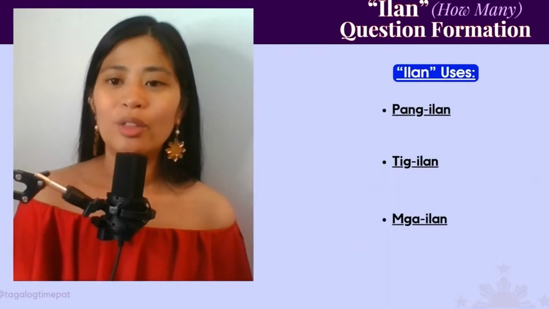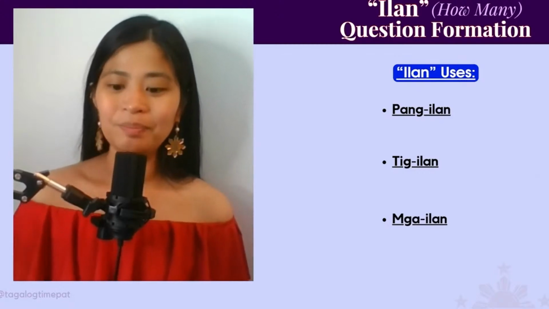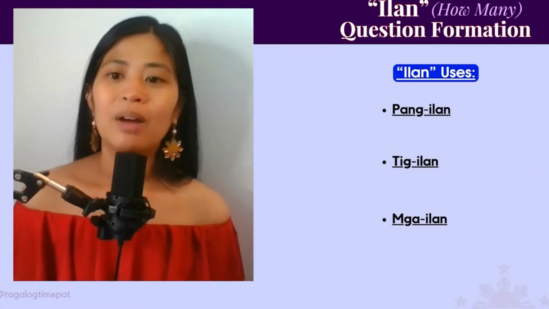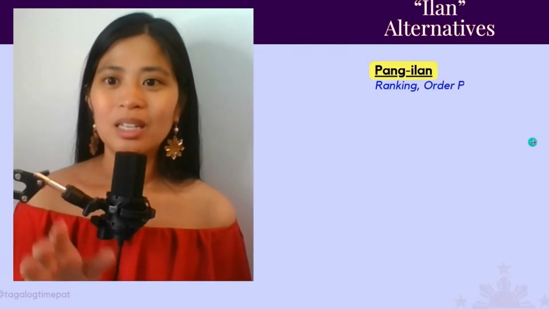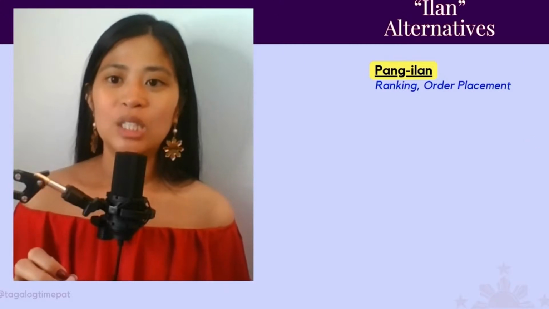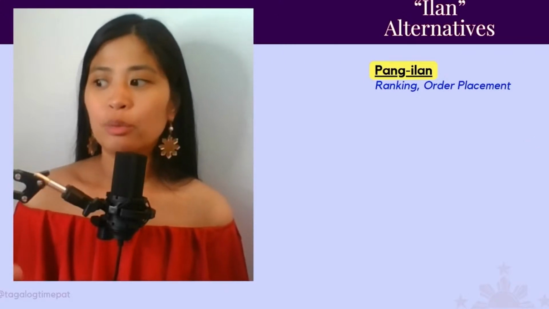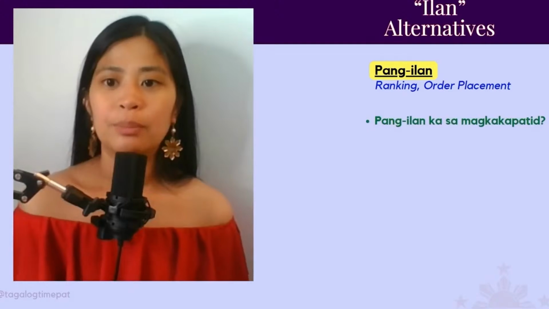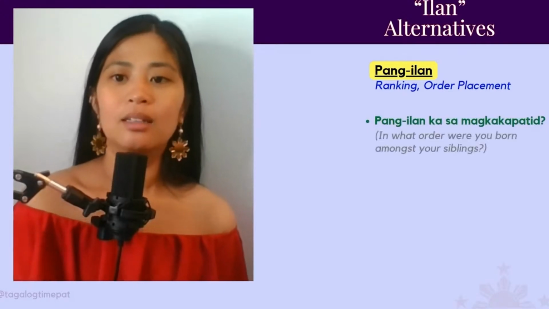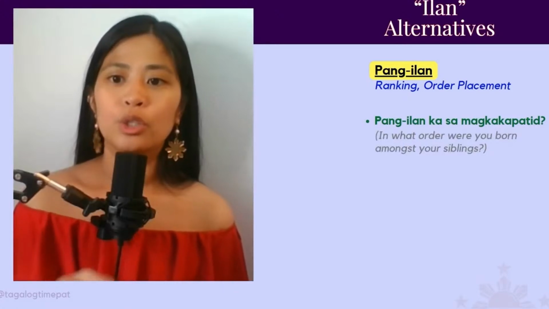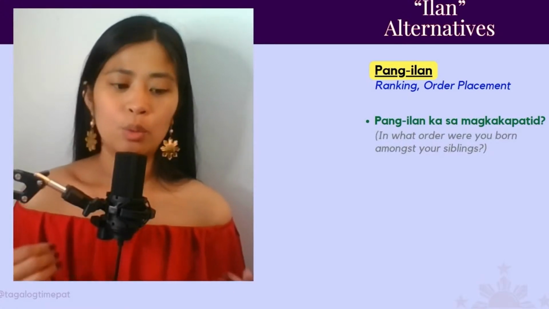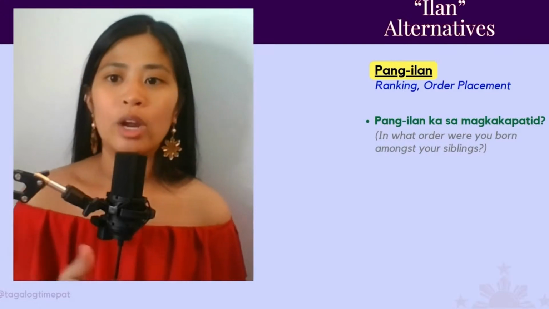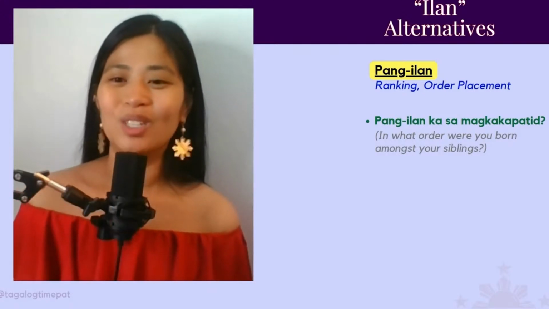Now, there are other ways to use ilan. Very interesting. So there's pang-ilan, tig-ilan, and mga ilan. So pang-ilan is what you use when you're asking about the ranking of something or the order of something. So for example, pang-ilan ka sa magkakapatid? In what order were you born amongst your siblings? So were you the oldest? Were you the firstborn? Are you in the middle? Are you the last? Where were you in the order of your siblings?